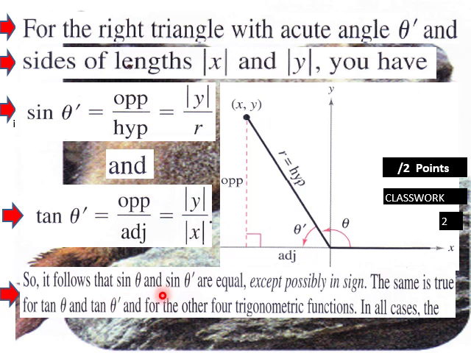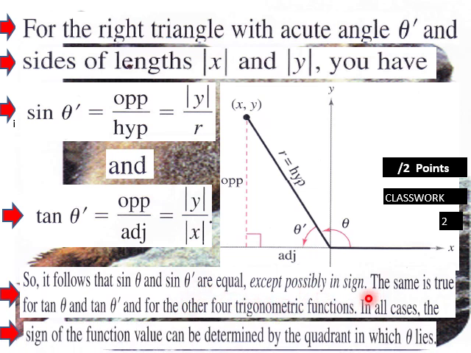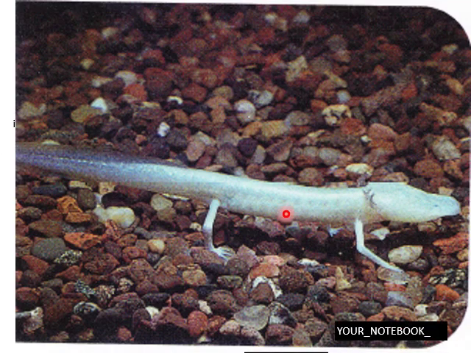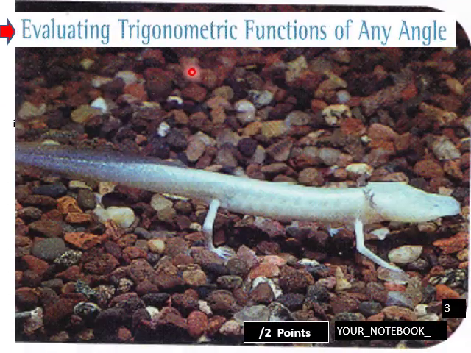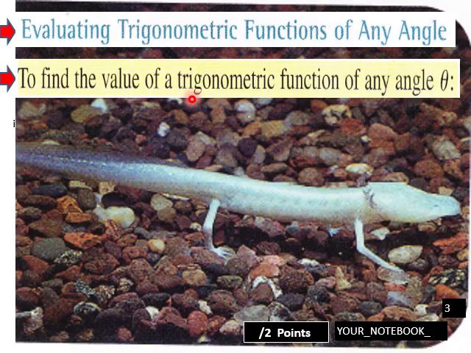So it follows that sine theta and sine theta prime are equal, except possibly in sign. The same is true for tan theta and tan theta prime, and for the other 4 trigonometric functions. In all cases, the sign of the function value can be determined by the quadrant in which theta lies, and really you need to know your different quadrants.